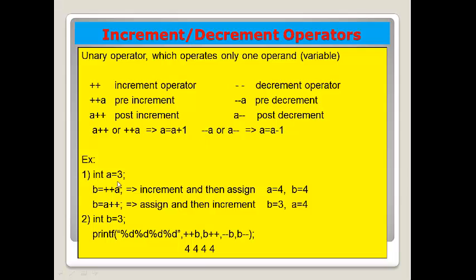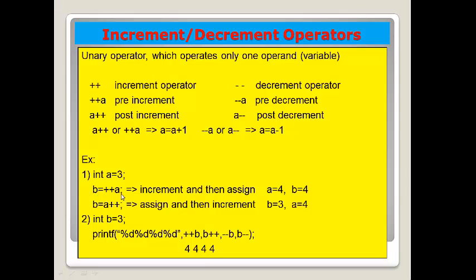For example, integer a equal to 3, b equal to plus plus a. Increment and then assign. Here it is only a single operation, that is, the increment operation only, with one operand. But in this example, b equal to plus plus a, there are two operations: one is increment, another is assigning.